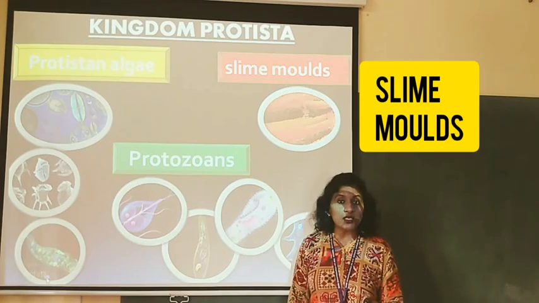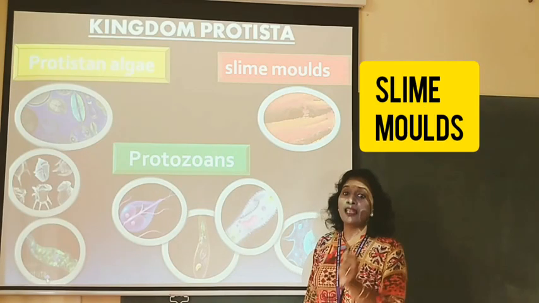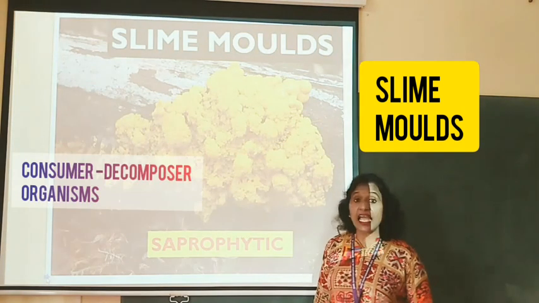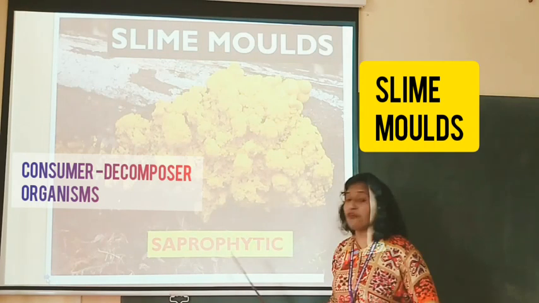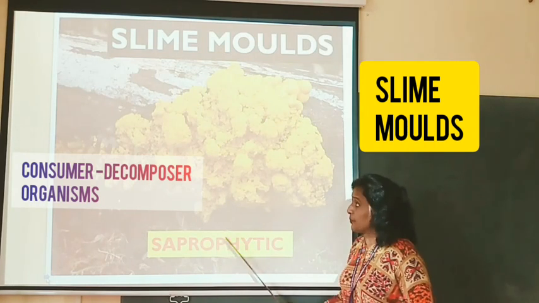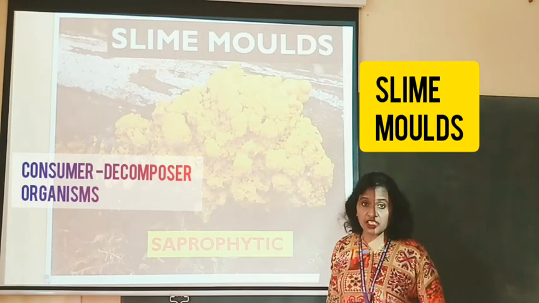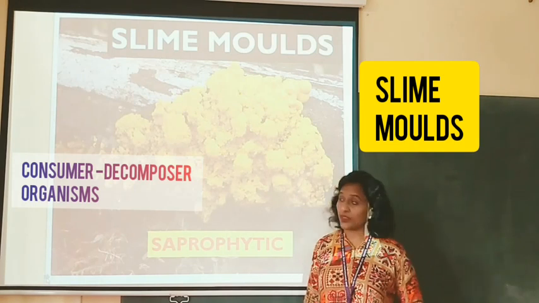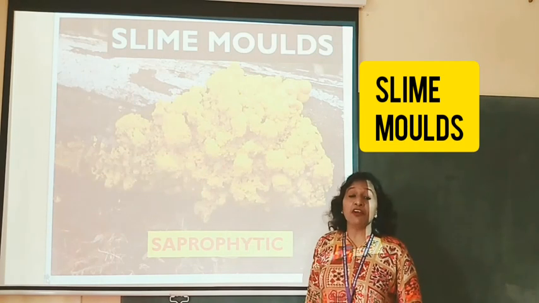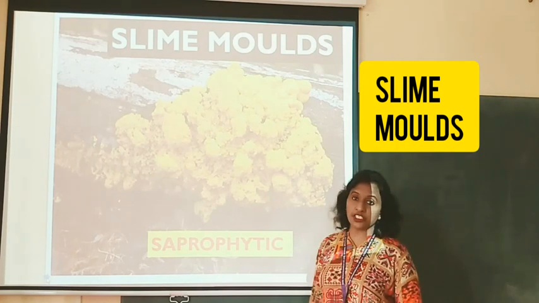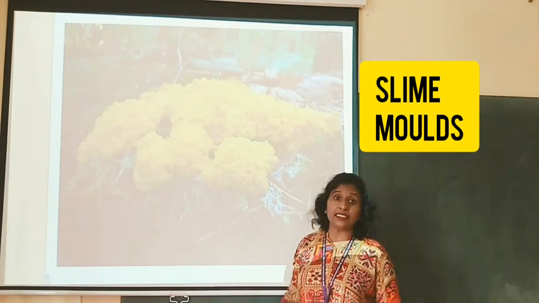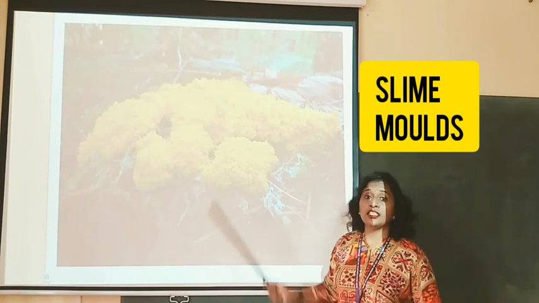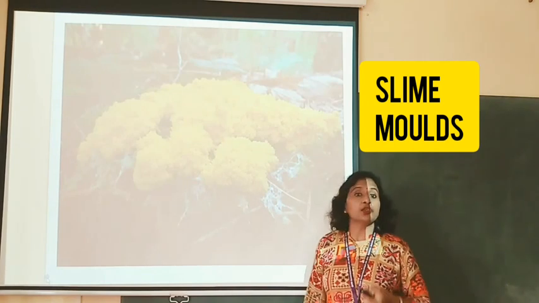The slime molds are called fungal-like organisms that gave rise to fungus. Slime molds are saprophytic in nature. That means they take nutrition from dead organisms or organic matter, right? So they have a heterotrophic mode of nutrition. Wherever there is decayed material or fallen leaves or wooden logs, they will start growing there.